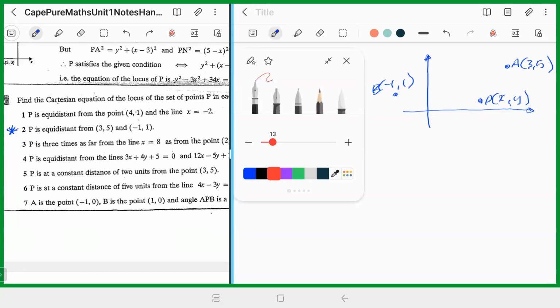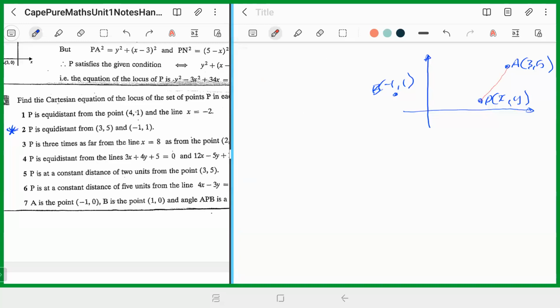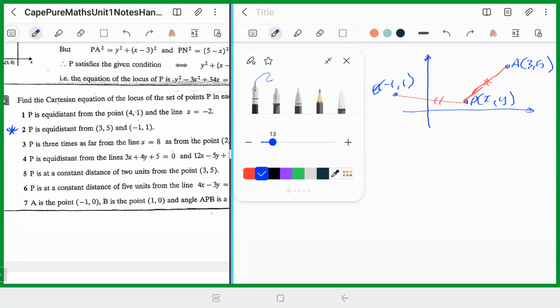And I know that this distance and this distance, they don't look like that one. Maybe carry this over some more, it looks more realistic. So maybe this distance is the same as this distance. So all I need to do is get an expression for this distance, get an expression for that distance, equate them and solve. Equidistant. This is an easy one.